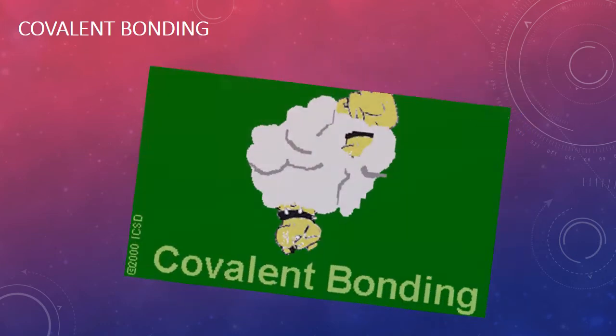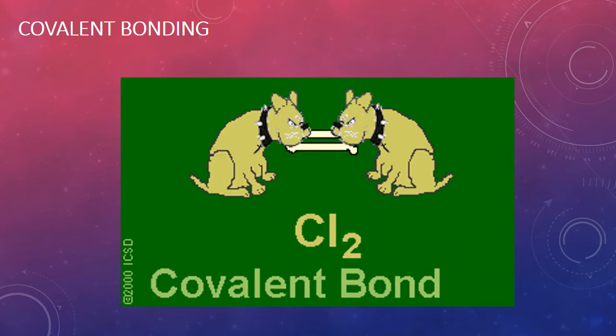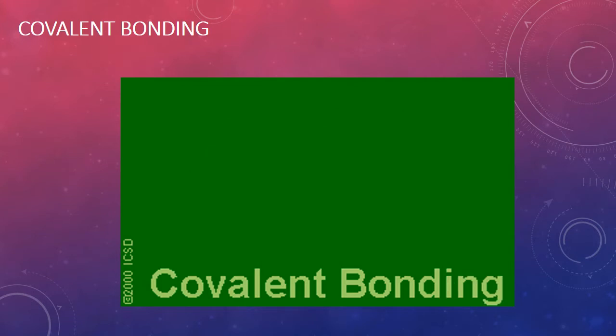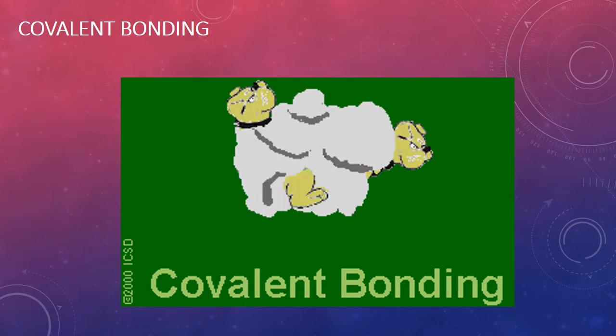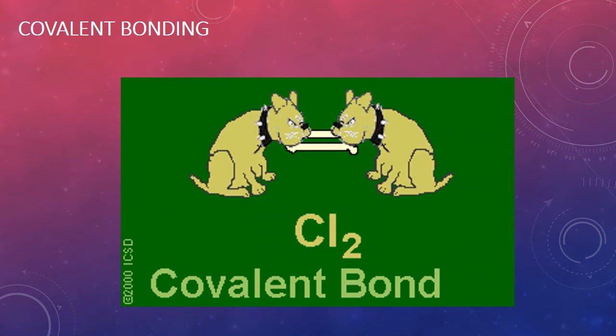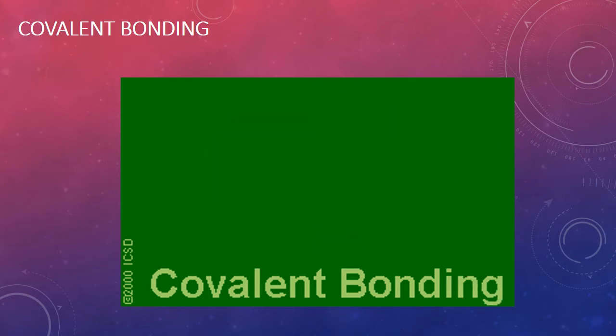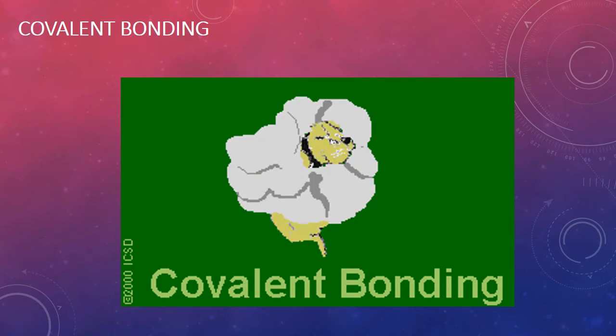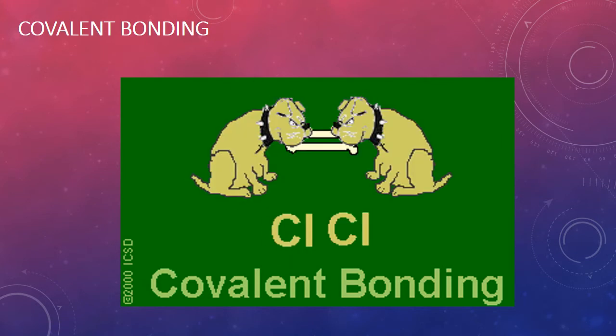Here we have the dog analogy again. So we have 2 dogs coming in with bones. The bones are obviously the electrons. And they each come in and nobody steals. They're going to share those electrons. That's a covalent bond. Watch it one more time. Here they come, sharing the electrons.